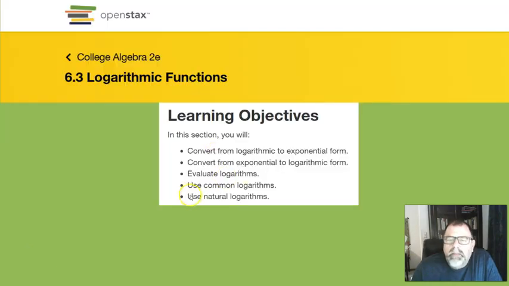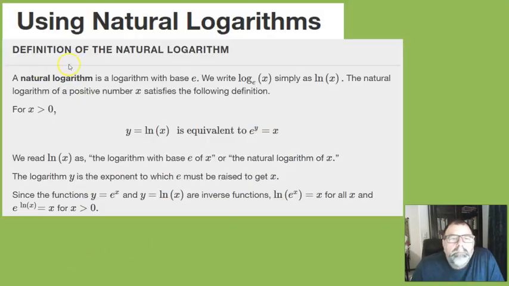Okay, on to the last learning objective, using natural logarithms. Definition of natural logarithm. A natural logarithm is a logarithm with base e. So the base is that Euler's number, about 2.718. So we write log base e of x simply as ln of x, right? Natural log of x.